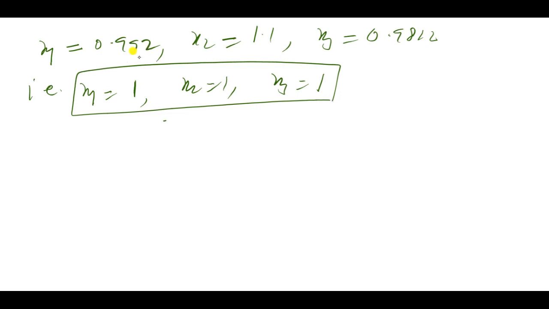Or we write x1 is equal to 0.992, x2 is 1.1 and x3 is 0.982. These both are the approximate solution for the given system of linear equations with the help of the Gauss-Seidel method. So both are the right solution of the given problem. So this is the procedure to apply the Gauss-Seidel method and compute the values of the unknown variables in a given system of linear equations.